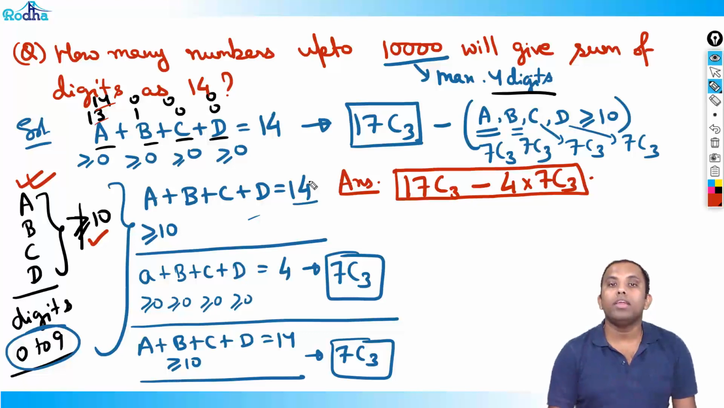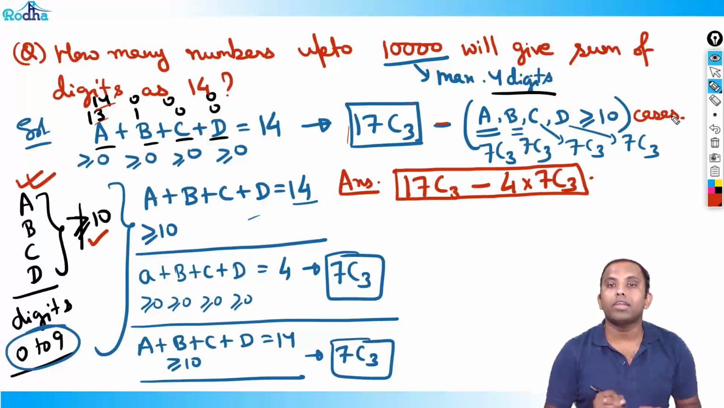Okay, so basically out of 17C3 total cases, obviously our answer will be less than 17C3, right? Because 17C3 includes some extra cases. What are those extra cases? When a, b, c, d are greater than or equal to 10. So out of 17C3 total cases, I should subtract the a, b, c, d greater than or equal to 10 cases. These cases I should subtract.